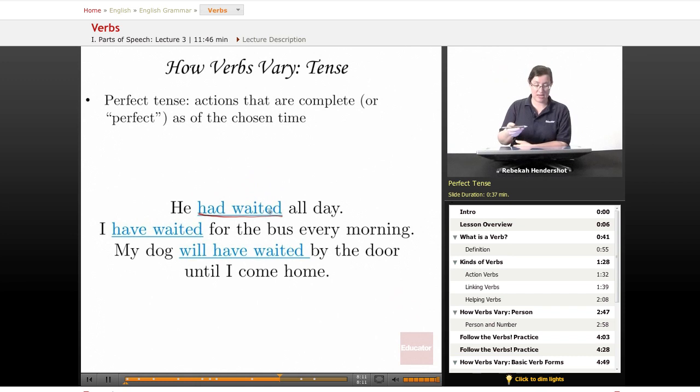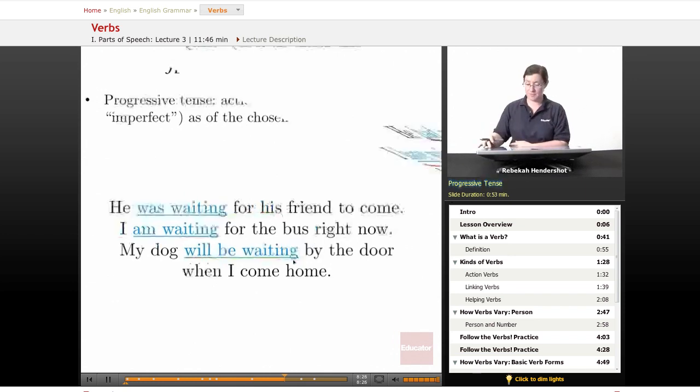He had waited. Present perfect tense would be I have waited for the bus every morning. As of now, my waiting is complete. My dog will have waited by the door until I come home. When I come home tonight, in the future, the dog's waiting will be complete, will be perfect.